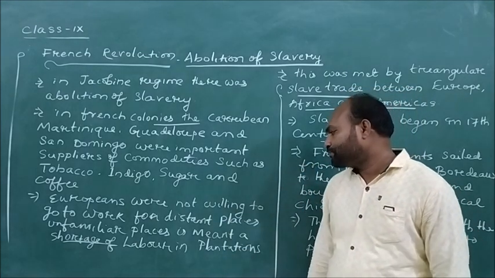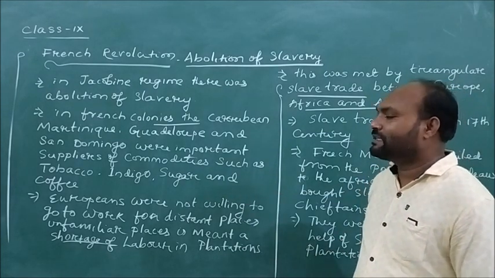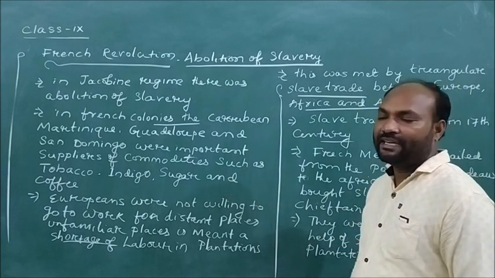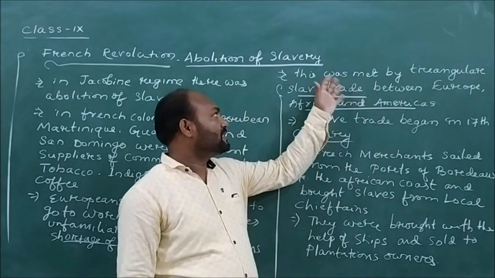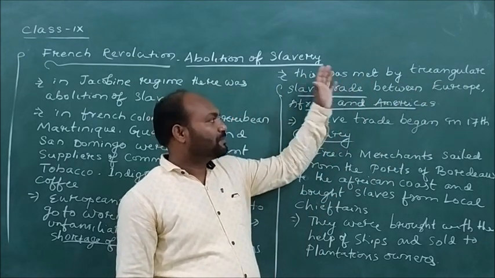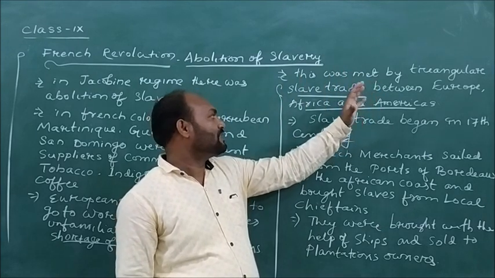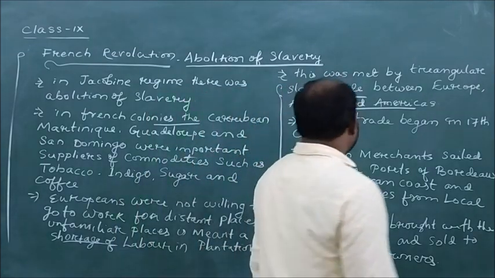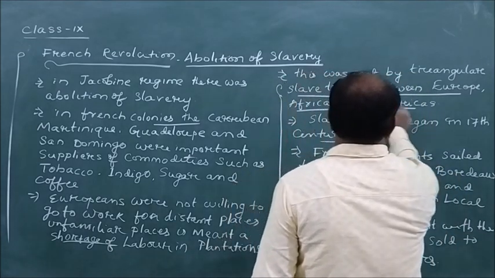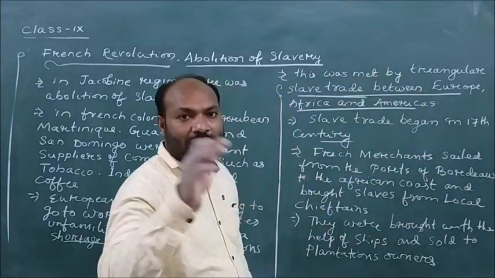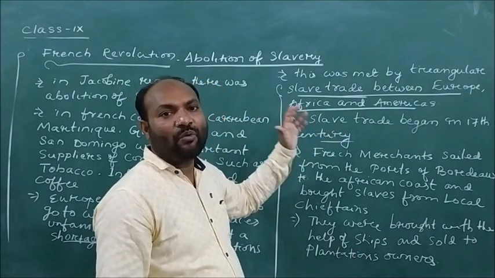So dear children, when these Europeans are not willing to work in plantations, during that time we see the slave people who are willing to work in plantations and meeting the demands of the European society. And in those times we see the slave trade being carried on by the European countries, Africa as well as the Americas. Here is the triangular slave trade between Europe, Africa and the Americas.